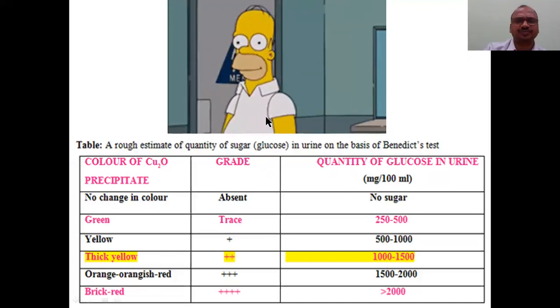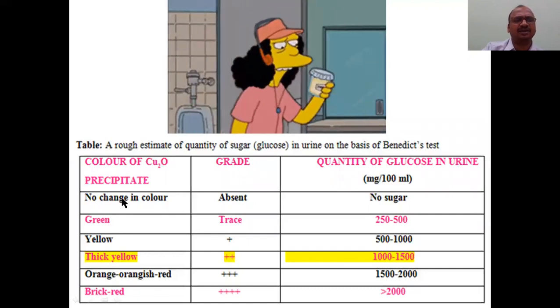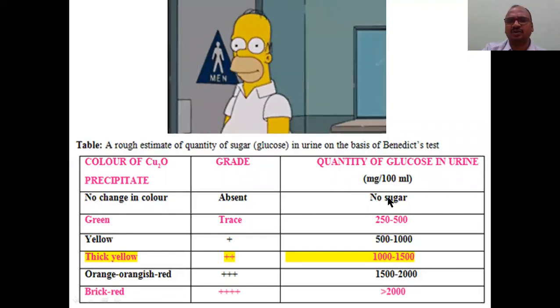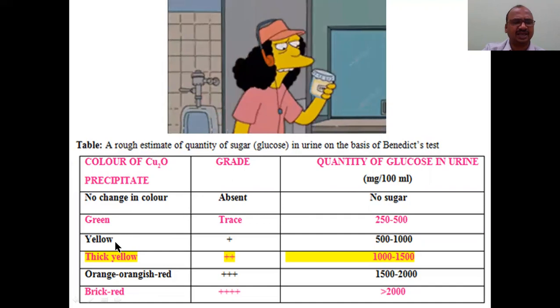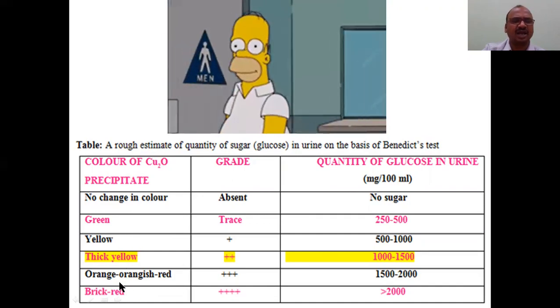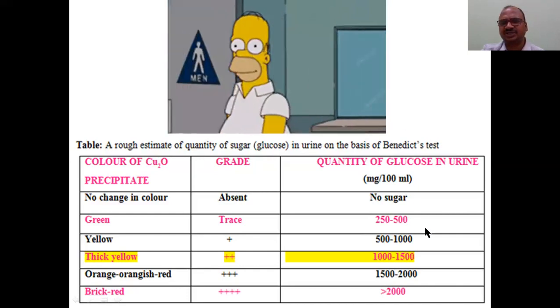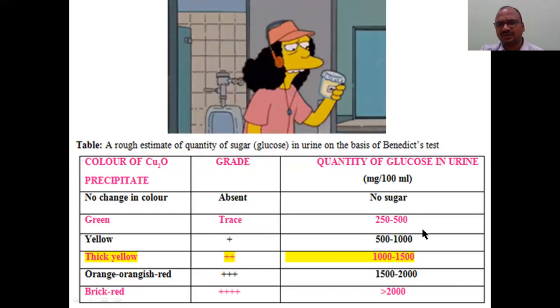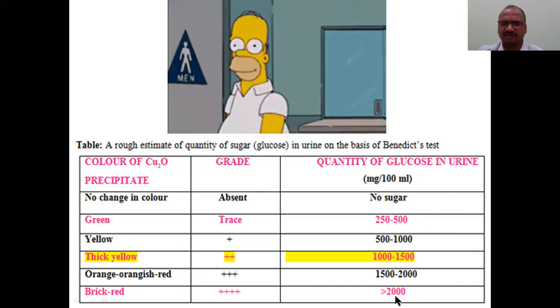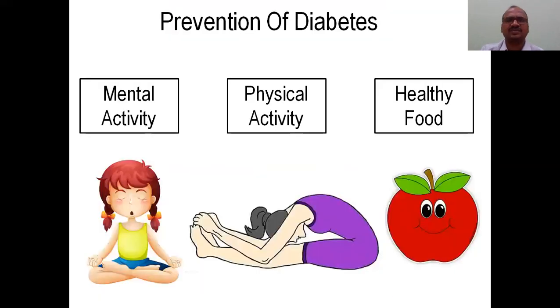Then the urine sample. In the urine sample, these are the values, the quantity of glucose in the urine: no change in color, green color, yellow color, thick yellow color, orange or red color, brick red color. This is based on Benedict's test. So the sugar value, no sugar, 250, 200, these values you have to read. You can note down that value.